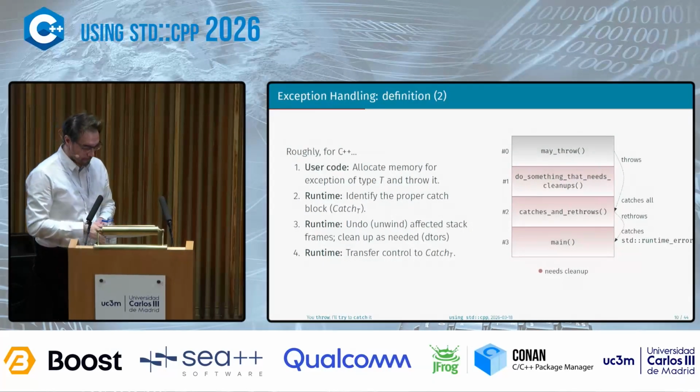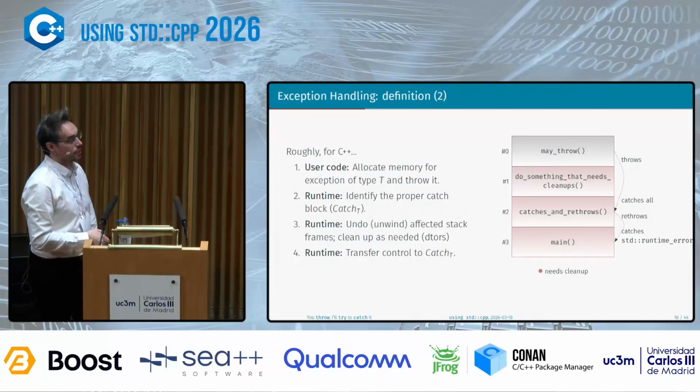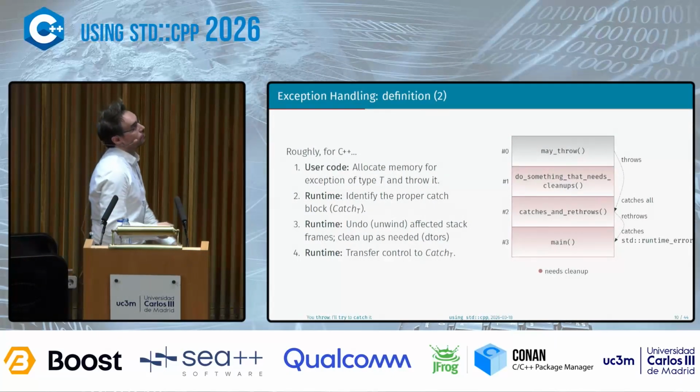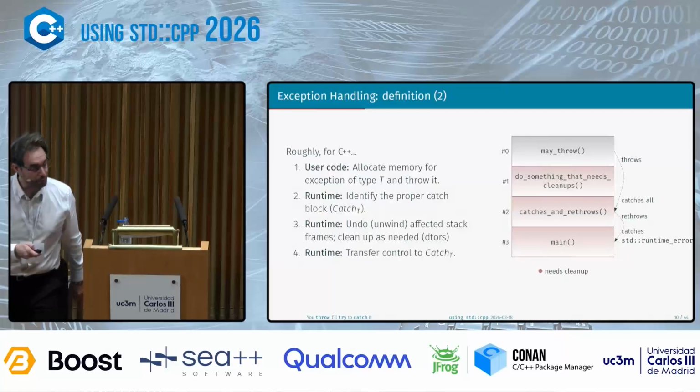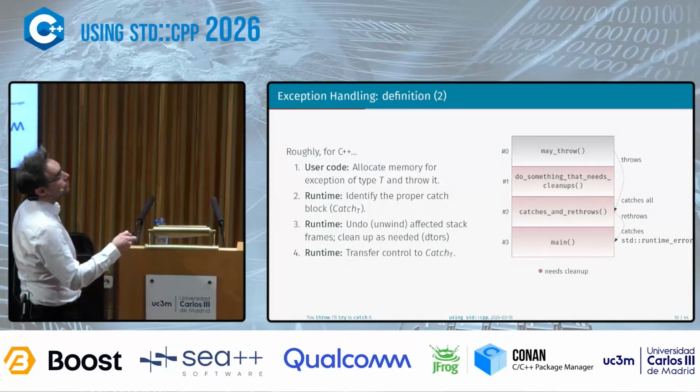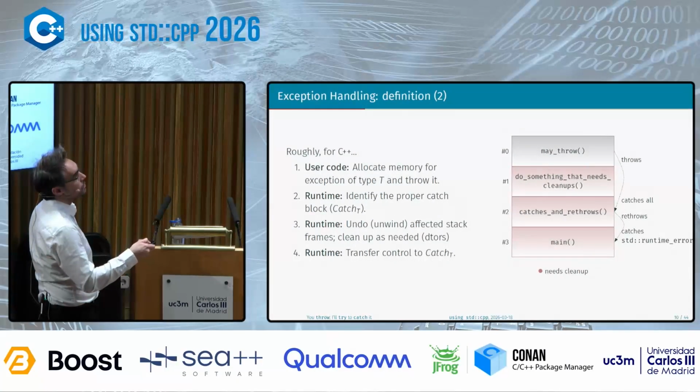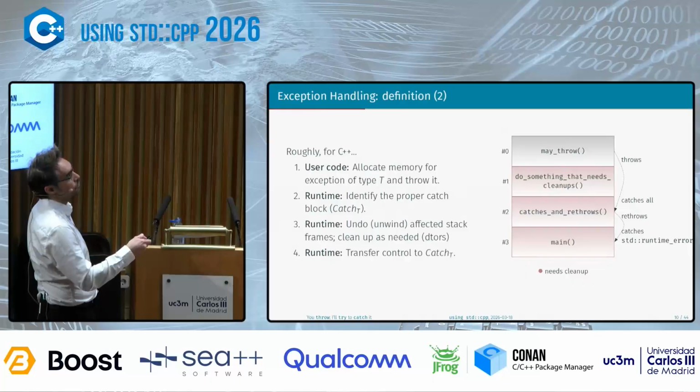For our case study from the first slide, it might look as follows. You have this may-throw function that throws here. There is a catch block that catches and rethrows. It was a catch-all actually, but in between there was some other stack frame that belonged to do-something that needs cleanup. And actually there is some automatic storage here that needs to be destroyed. So we will see what happens here between the throw and the catch.